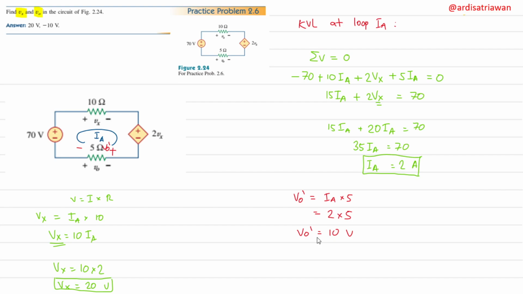But we are not asked to find V0 prime, but V0, which has the negative polarity of this V0 prime. So we will have the inverse of this one. So I will have V0 is minus 10. So we have found Vx and V0, which are 20 and minus 10. And if you see here, that is the same as the answers given in the problem.